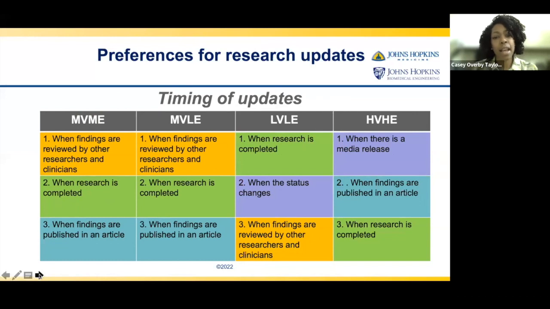When looking at timing of updates, we also see several of the similar types of updates across the groups. Number one for two of the groups is being updated when findings are reviewed by other researchers and clinicians. Also, that's number three for one of the groups. Another one that we see across three groups is when findings are published in an article. And actually, when research is completed was found in the top three across all four.